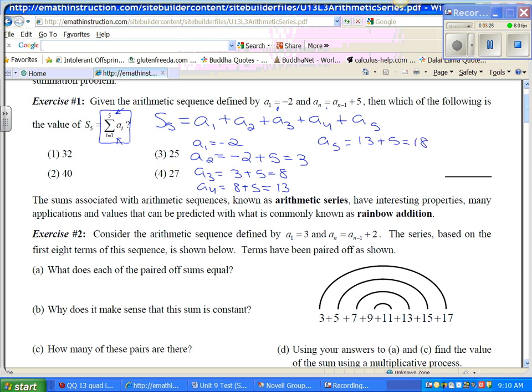What am I going to do with all those numbers? Yeah, because S sub 5 is negative 2 plus 3 plus 8 plus 13 plus 18. I'll make it an equation for you. So what does S sub 5 equal? 40. Summation's not bad. Just remember you have to go from the lower bound to the upper bound and add everything up. Okay. Ready?